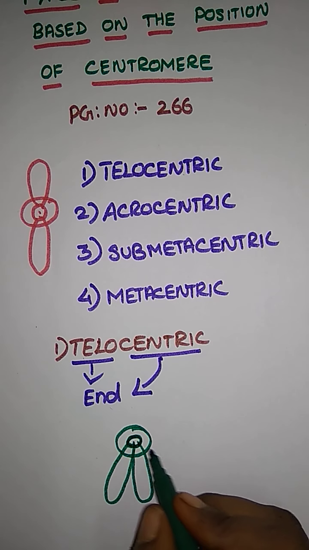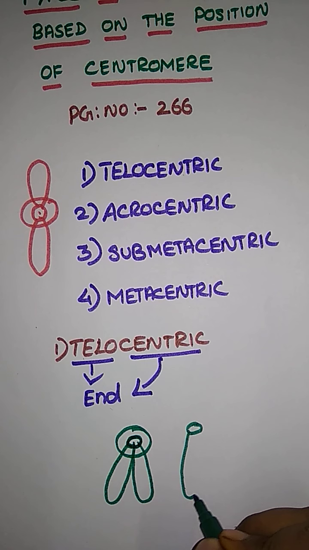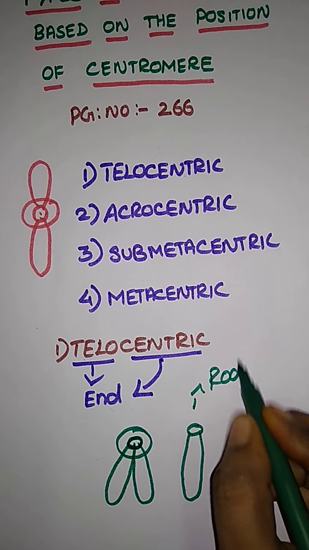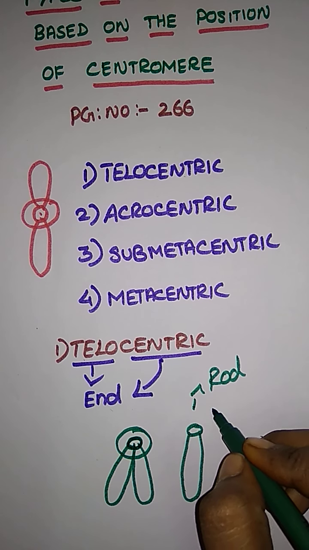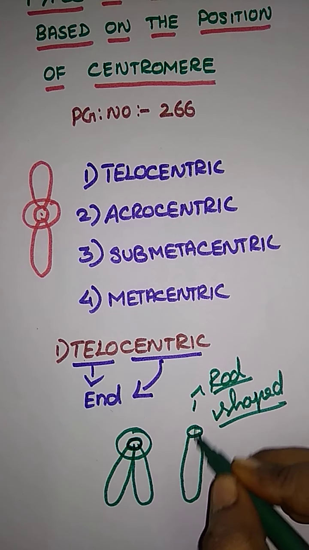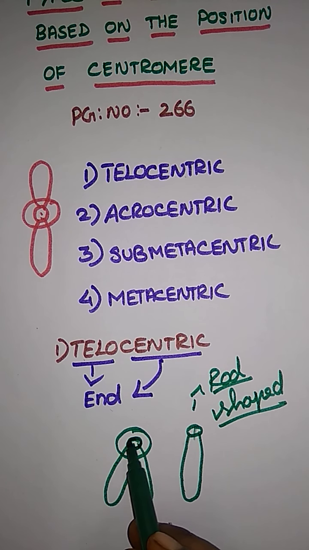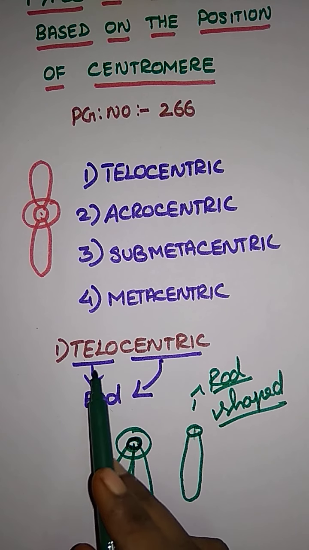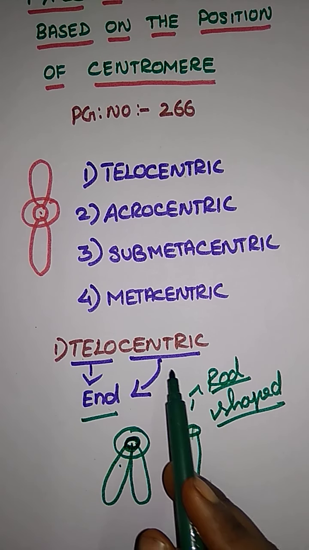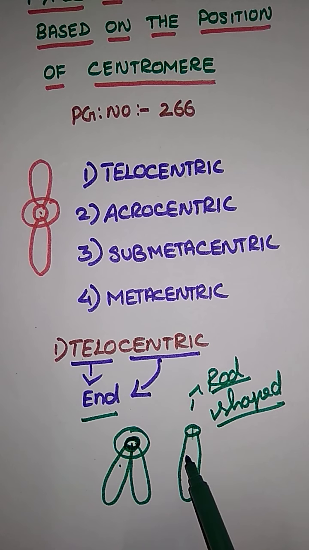Now, what is the shape of a chromosome? A rod shaped chromosome. So telocentric is a rod shaped chromosome. The centromere is present on the proximal end of the chromosome. Telo means end, and proximal means nearby, the centromere near the chromatids. The centromere at its end is called telocentric. The shape is a rod, like an iron rod, that is a rod shape of a chromosome.